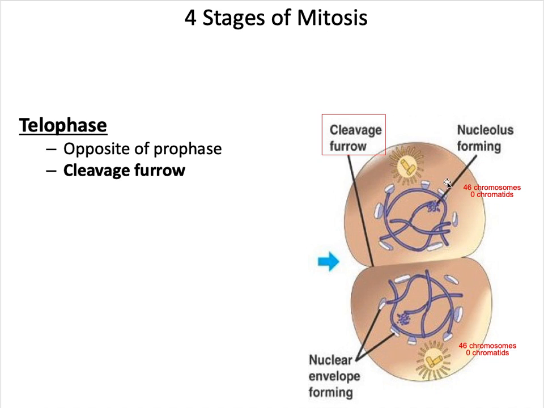But since in telophase these two are still connected to each other, where we're going to have 46 chromosomes here, 46 chromosomes here, we do temporarily again have 92 chromosomes and 0 chromatids in telophase.